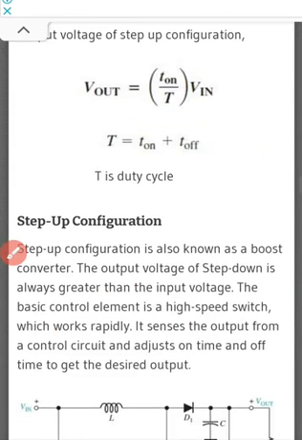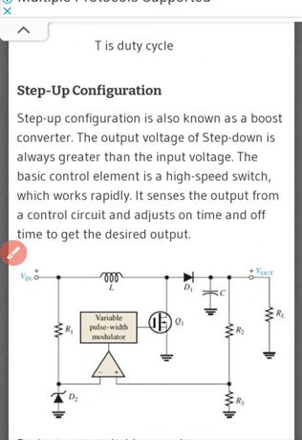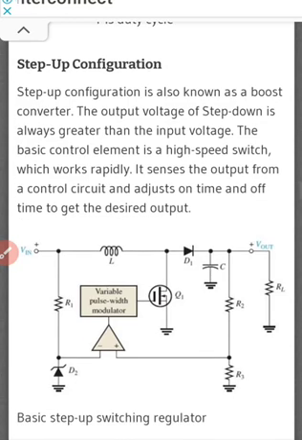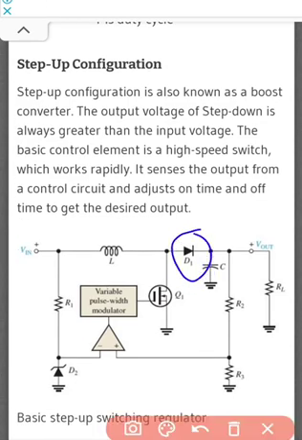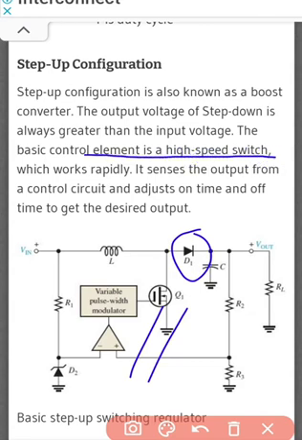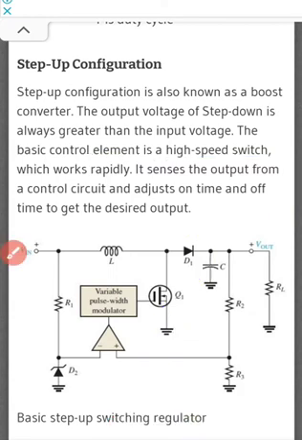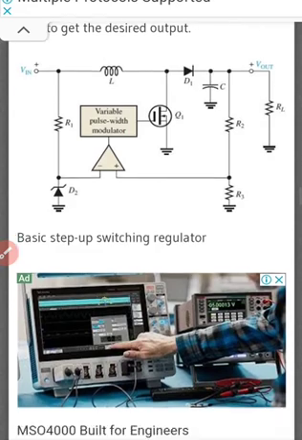Okay. Next comes the step down, the same functionality, just in the reverse direction. You can see from the figure here, the L is not directly connected; rather, a diode is interposed here. The variable pulse modulator is directly connected to the op-amp here. The basic control element is a high speed switch which works rapidly, and as we know, it senses the output quickly and adjusts the on and off time to get the desired output.